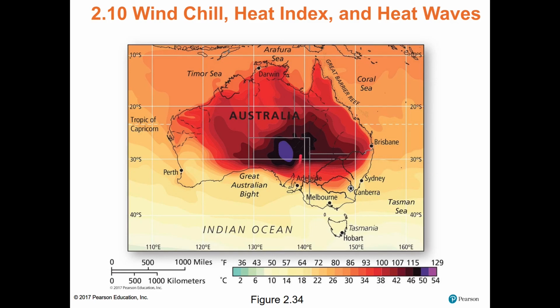Heat waves. Australia a couple of years ago had to add new colors to their temperature maps because they had never experienced temperatures that high. That's a clue that you might have global warming if you keep having to add new high temperature colors to your weather maps.